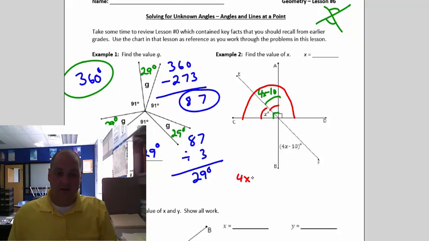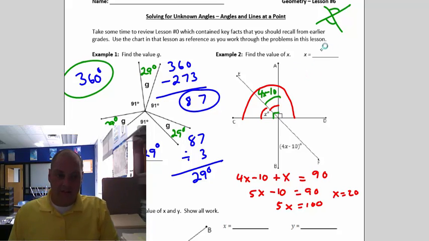4x minus 10 plus x. So it's adding these two angles equals 90. All right, so it's 5x minus 10 equals 90. Of course, add 10 to both sides. 5x equals 100. And then divide by 5, x equals 20. So x does equal 20 here. And let's check it.